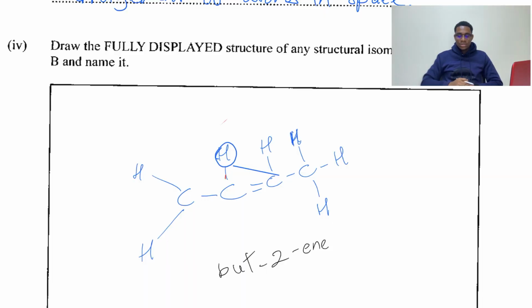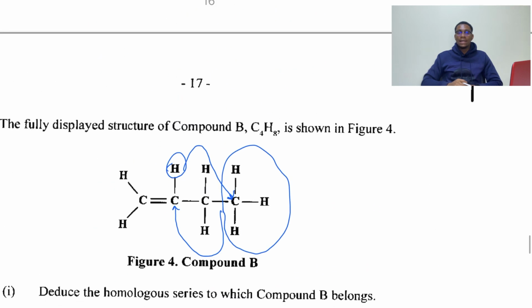So we have but-2-ene. So the question says, we want to draw the fully displayed structure of any structural isomer of compound B and name it. Now, we have but-2-ene. So already, guys, we have but-2-ene, so it wouldn't hurt to add another one to it. Now, the other structural isomer that we have of but-1-ene, right, is 2-methylprop-1-ene. Okay, so hopefully it's going to make some amount of sense.